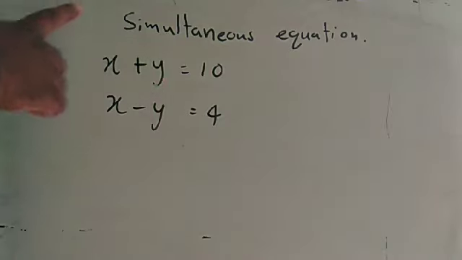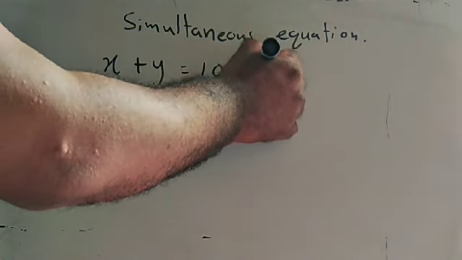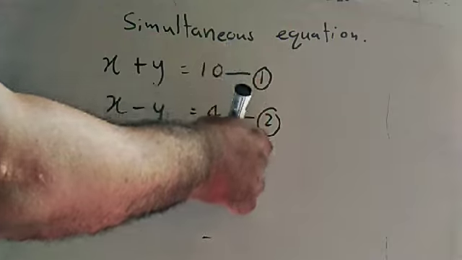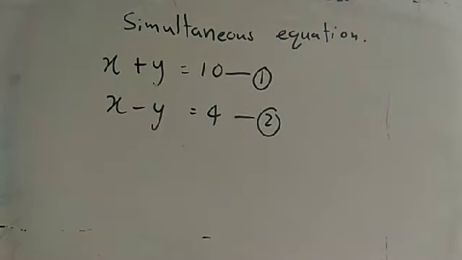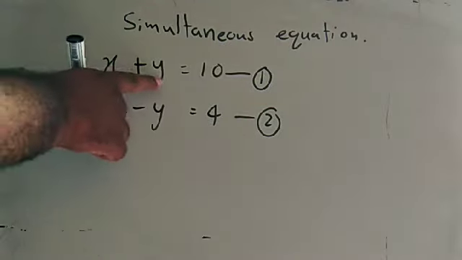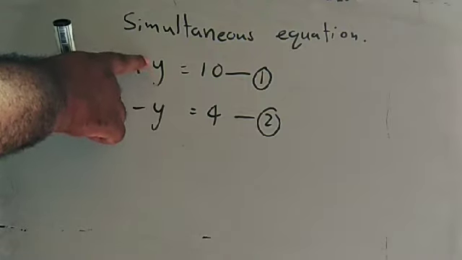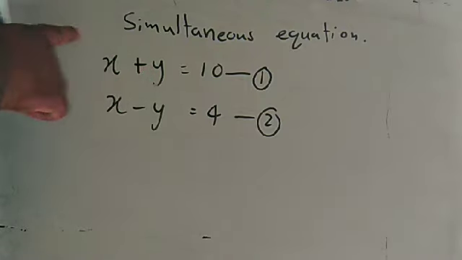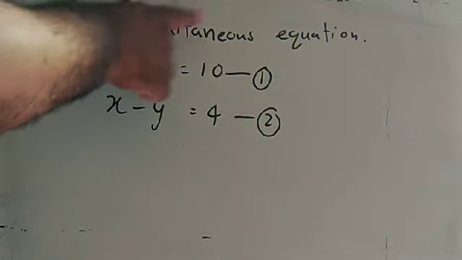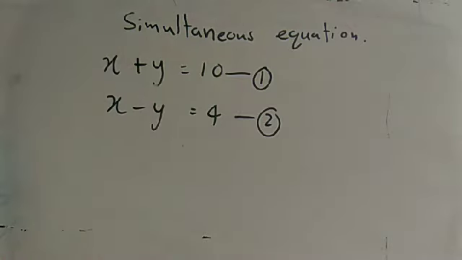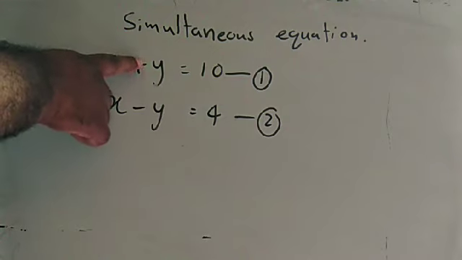Then there are two unknown terms. If there are two unknown terms, we need two linear equations. If there are two linear equations, we call this a simultaneous equation. Here we have to find the value of x and y. Now today you are going to learn how to solve this simultaneous equation, and find the value of x and the value of y.